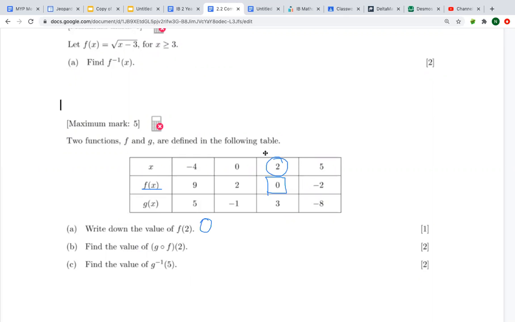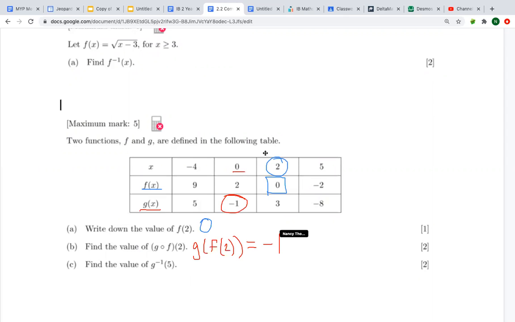Okay, as far as part B, it says find g of f of 2, which remember is when you have g and then f of 2. Okay, so I know that f of 2 is 0, so I'm going to find g of 0, and when I find them together, it is -1.